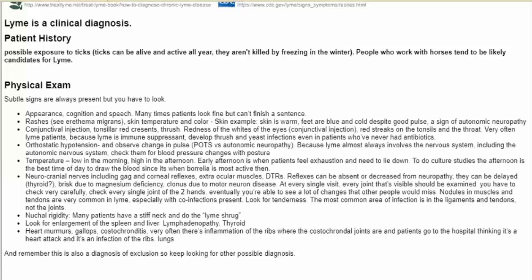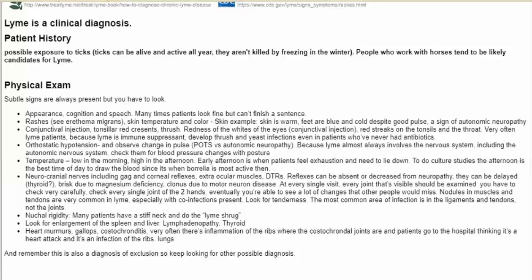So if you're going to get a blood test, try to get it in the afternoon, because the Borrelia is most active then. Then, neurologically, the cranial nerves, including certain reflexes like the gag and corneal reflexes. There's a list of reflexes that doctors should know how to check. Those reflexes can be completely absent or decreased because of the effect on the nervous system, or they can be delayed, and thyroid can be involved there. If these nerve reflexes are really brisk, that can be a magnesium deficiency. So all of this is geared towards the doctor, the physical examination.